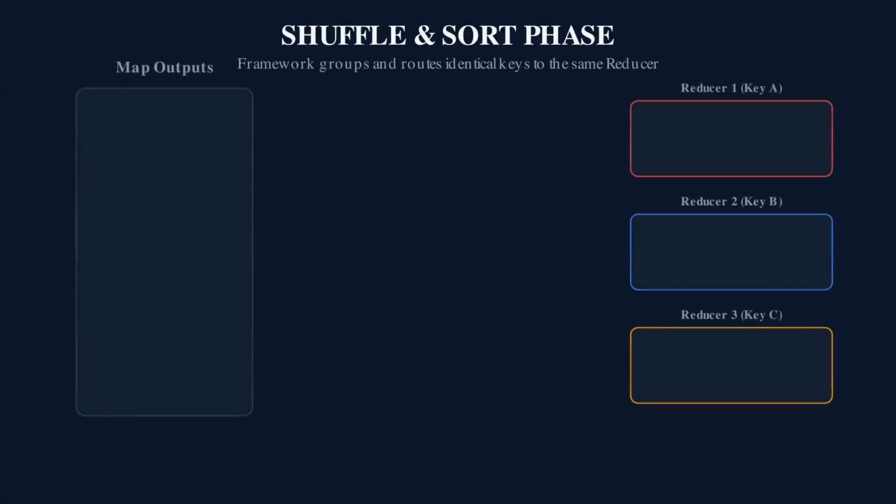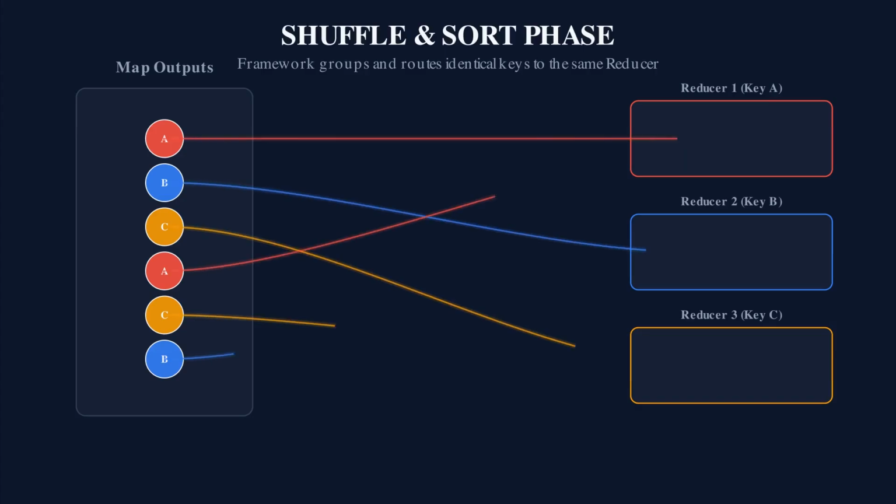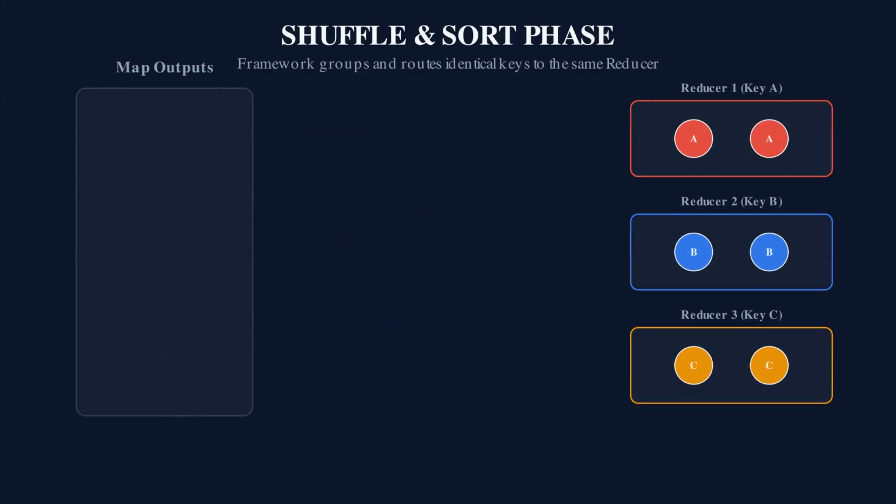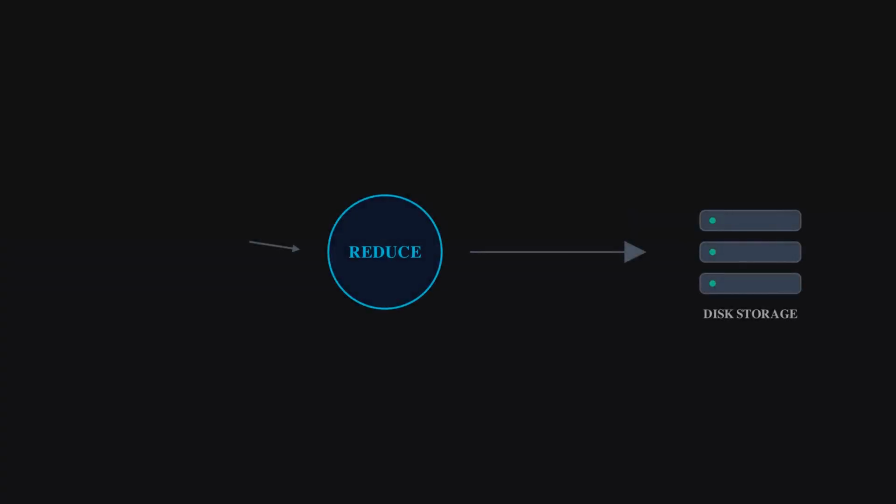The shuffle and sort phase is managed by the framework. It transfers all identical keys to the exact same reducer node. The user-defined reduce function aggregates the intermediate values. It then writes the final output to the disk.